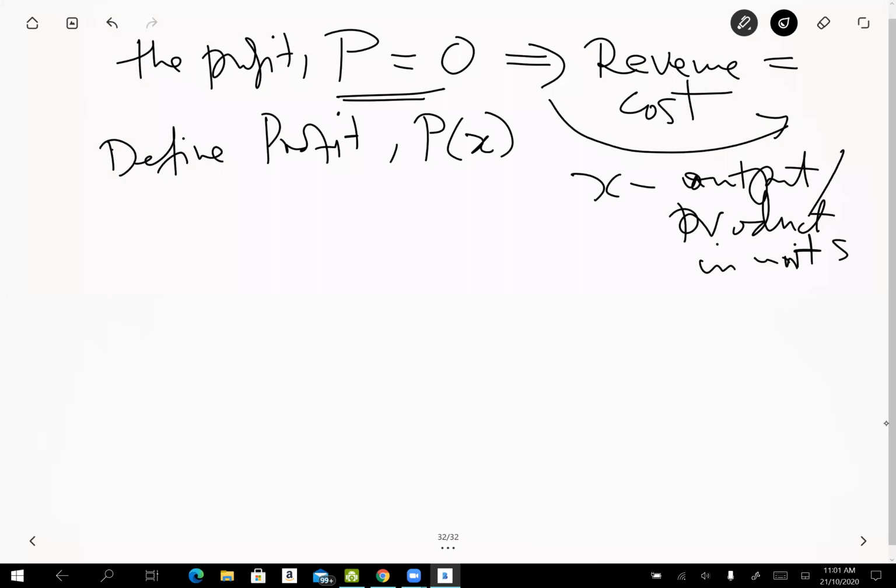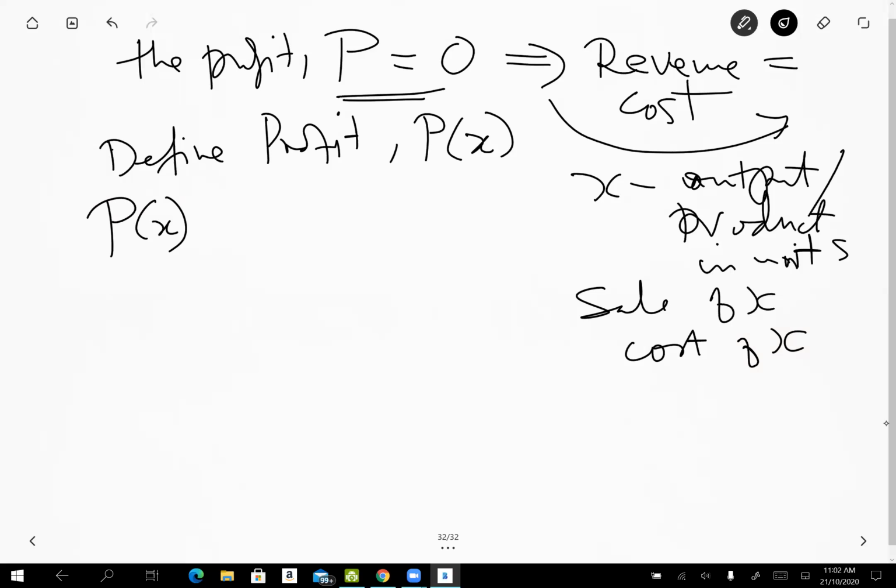Okay, so the profit will depend on the sale of X and the cost of X. So profit, which is a function of X, is equal to the revenue that you earn, a function of X, minus the cost of producing the good or the product, or the cost of acquiring the good or the product, also in terms of X. So you got P of x equal to R of x minus C of x.